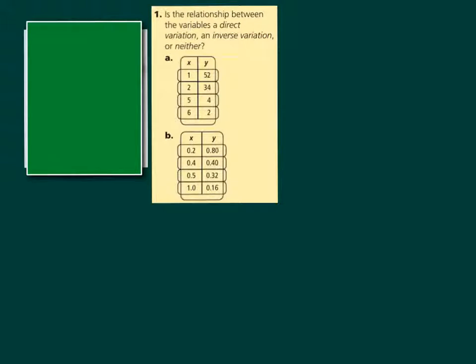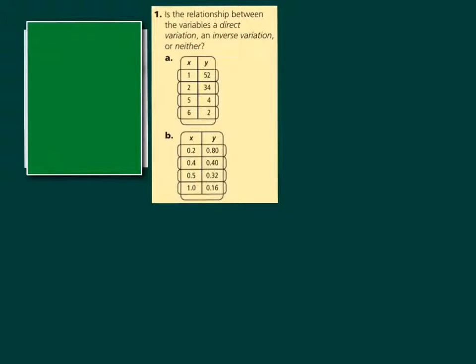Okay, we have two tables, Part A, Part B. Our goal is to determine, do those tables of values represent a direct variation, an inverse variation, or neither? So the first thing to think about, if both values are increasing or both values are decreasing, then it could be direct variation. If they're going in opposite directions, it could be inverse variation. So part A. As the x's are getting larger, the y's are getting smaller. So that might be inverse variation.